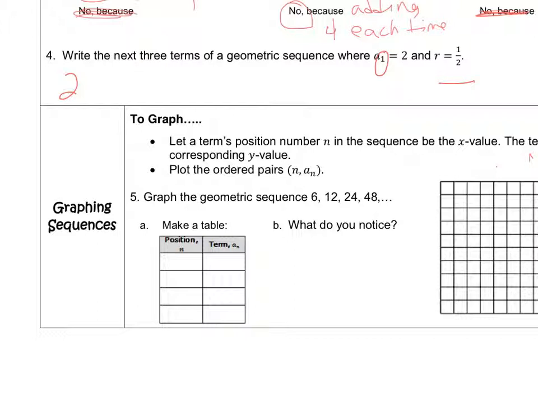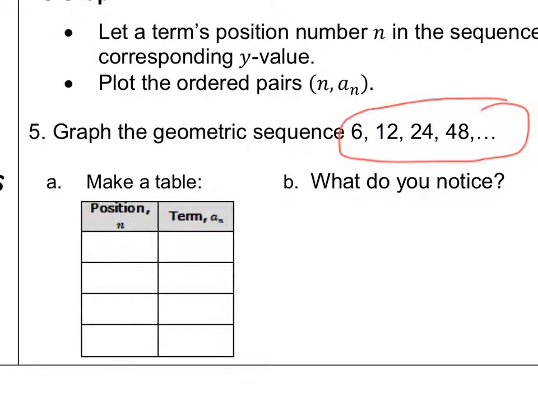So 2 times 1/2 is 1. 1 times 1/2 is 1/2. 1/2 times 1/2 is 1/4. So just using the ratio they gave me and my starting term, I was able to write the next 3 terms in my sequence. So let's look at a sequence, how it looks in a table. So we'll make this a little bit bigger.